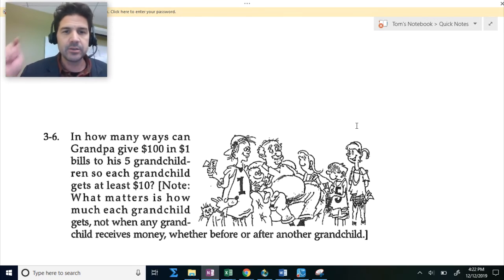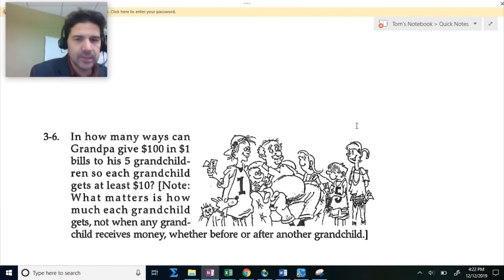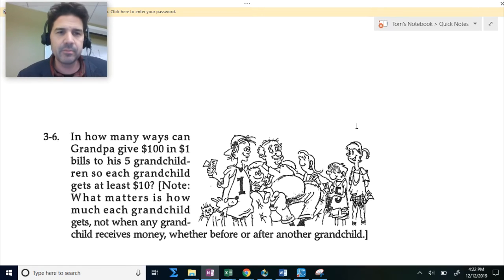All right. So this kid gets $9. This kid gets $9. This kid gets $9. All 5 of them get $9. So we hand out $45. All right. And now Grandpa has $55 left. And now, as long as he gives everyone at least $1, we've met criteria and it's the exact same problem, but yet it breaks down so much easier.